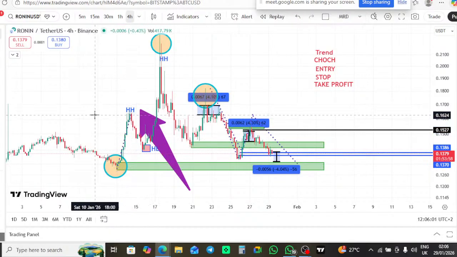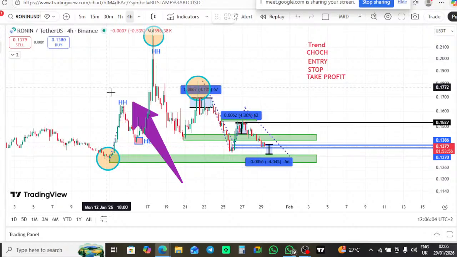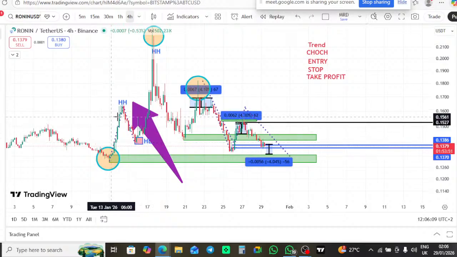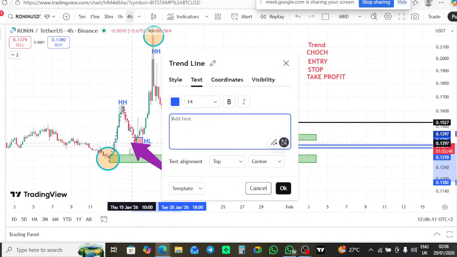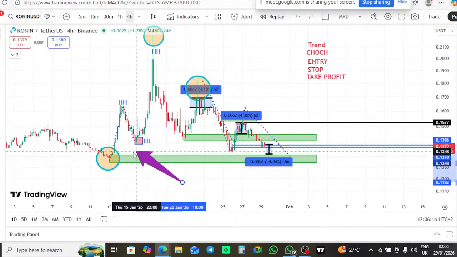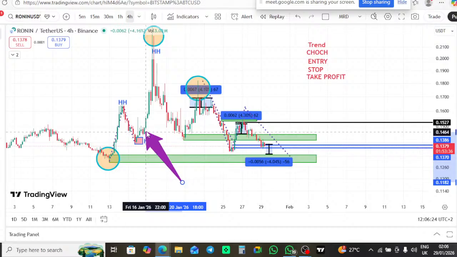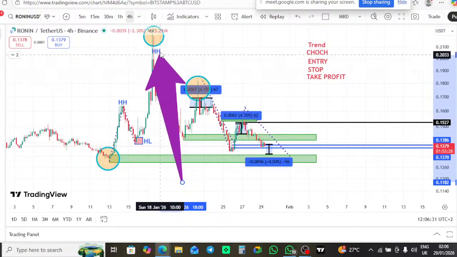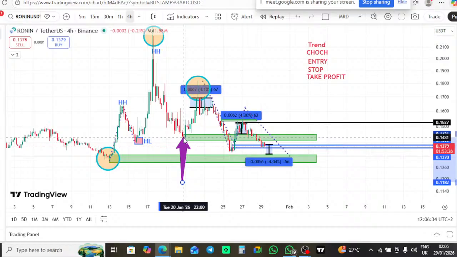This is point number 1, where you need to mark. And again it dropped all the way from there to here, but it failed to come down and break this level. That is point number 2. Here we are confirming a trend. Are we together? The market moved from here up to here, then it dropped all the way from here to here.